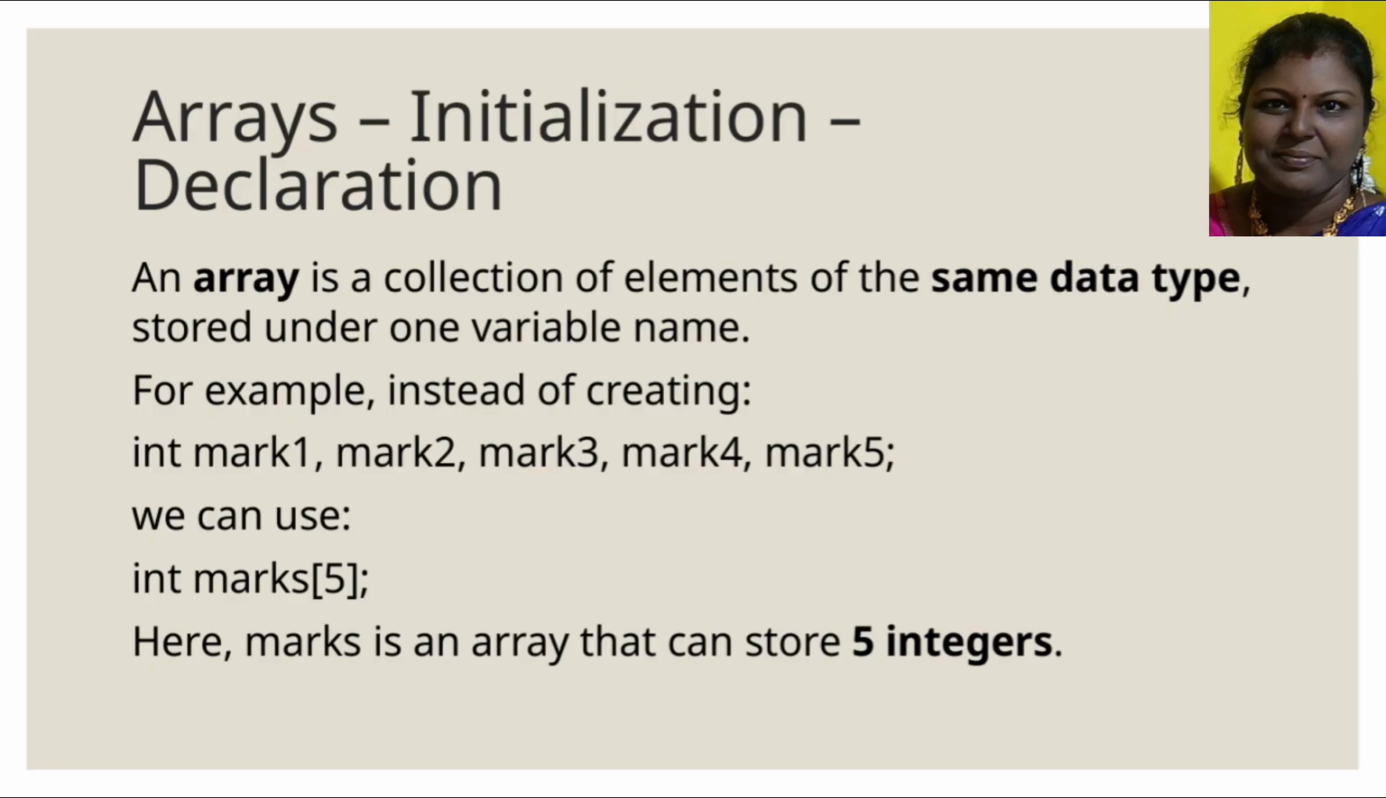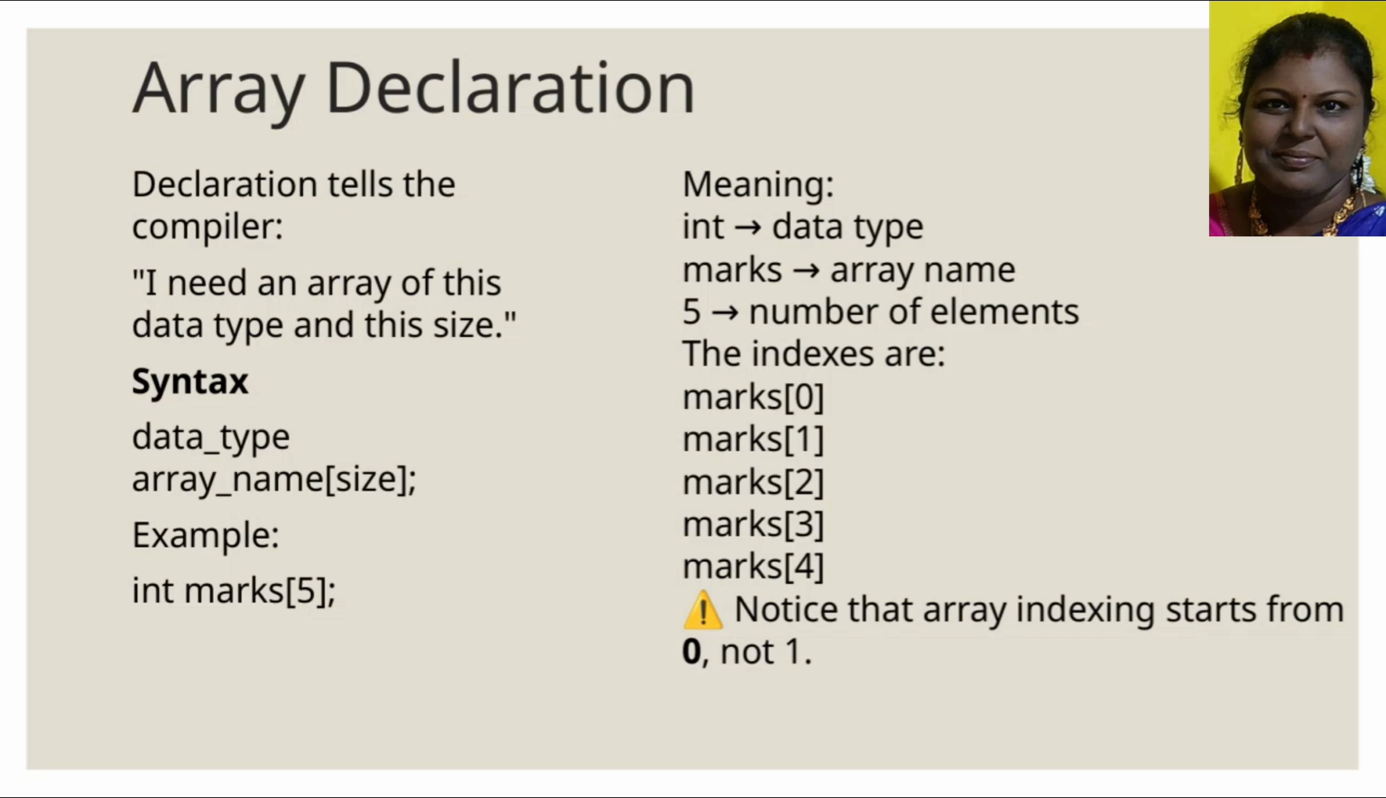Let's talk about what this slide means. Here, int is the data type. It tells us what kind of values we're storing. Marks is the name of the array, and 5 is how many elements it holds. The indexes start at 0, not 1, so marks[0] is the first element, marks[1] the second, and so on up to marks[4]. When we declare an array, we're telling the compiler exactly what type of data we want and how many pieces it should reserve. The syntax looks like this: data type, array name, then size in square brackets. For example, int marks[5].